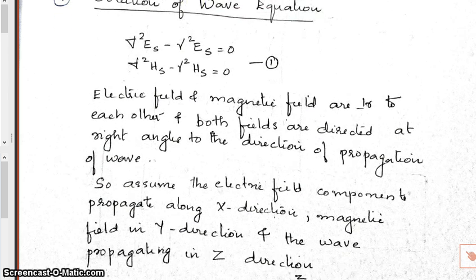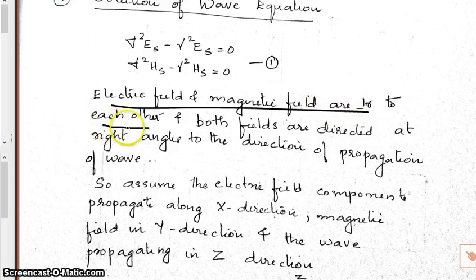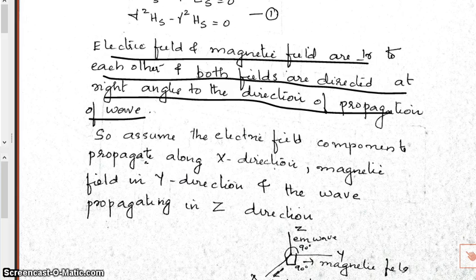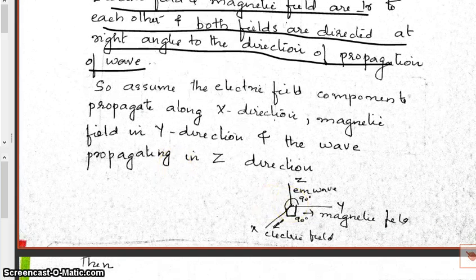For that you have to keep one point in mind, that is electric field and magnetic field are perpendicular to each other and both these fields are at right angles to the direction of propagation of wave. So here for this derivation I have taken electric field along the x-axis and y is perpendicular to x, so I have taken magnetic field along the y-axis, and this x and y is perpendicular to z-axis, so I have taken the propagation of wave along z-axis.